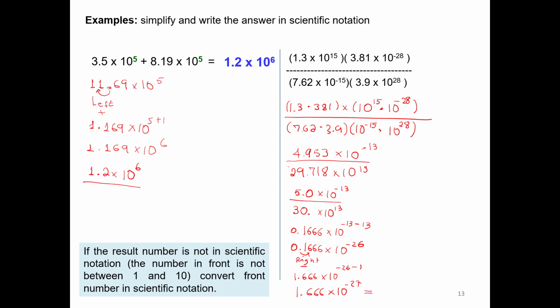The last thing, we need to check the significant digits. We had 2 significant digits here, 2 significant digits. When we want to write this one with 2 significant digits, then we need to round up. Then the final answer will be 1.7 × 10 to the power minus 27. And this is what we had here. And this is all I have to discuss in this section.